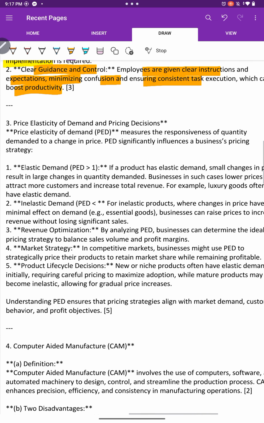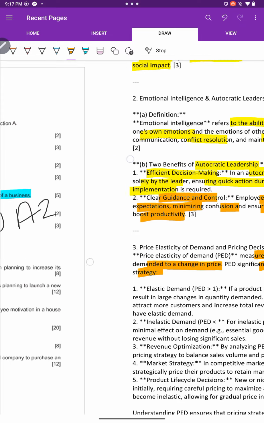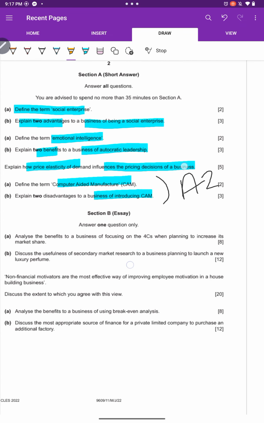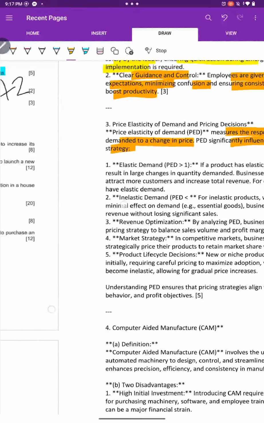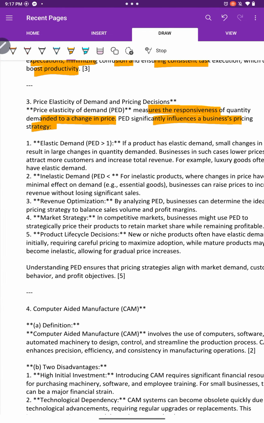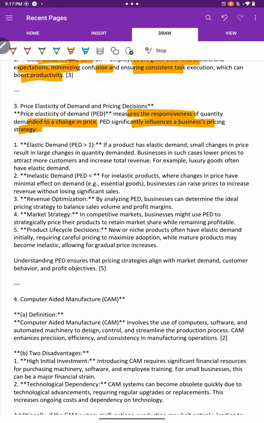The next question is about price elasticity of demand. This is a 5 marker question, so we have to write its definition first. PED basically measures the responsiveness of quantity demanded to a change in price. PED significantly influences a business's pricing strategy. The question was: explain how price elasticity of demand influences the pricing decisions of a business. I've taken the example of elastic demand first, which is greater than 1.